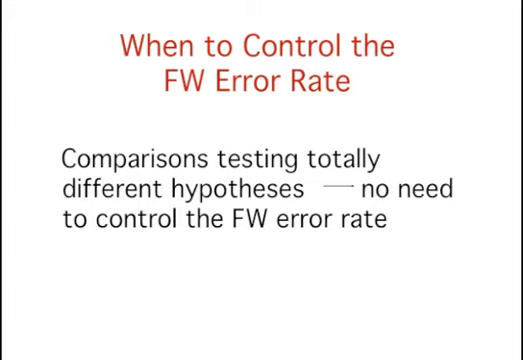Our view is that there is no reason you should be penalized, by lower power, just because your colleague used the same data to address a different research question. Therefore, the family-wise error rate need not be controlled.